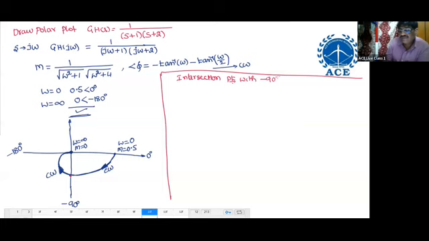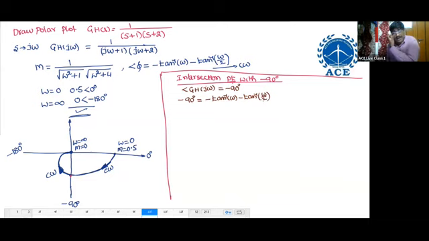With minus 90 degrees. How to find? Simply angle of GH(jω) equal to minus 90. So minus 90 equals minus tan inverse ω minus tan inverse ω by 2. Make all the minuses plus. Then 90 equals tan inverse of (ω plus ω by 2) divided by (1 minus ω square by 2).